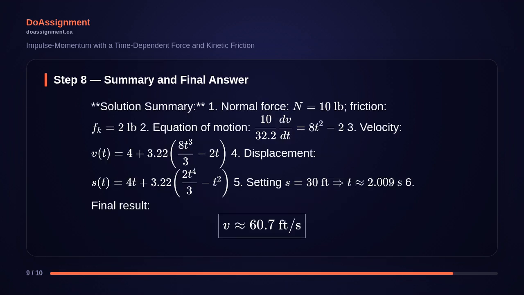To summarize, the normal force is 10 pounds and friction is 2 pounds. We wrote the equation of motion and integrated it once to get velocity as a function of time, then again to get displacement as a function of time. Setting displacement equal to 30 feet gave a time of about 2.009 seconds. Substituting back into the velocity equation yields the final answer. The velocity of the block is approximately 60.7 feet per second after traveling 30 feet.